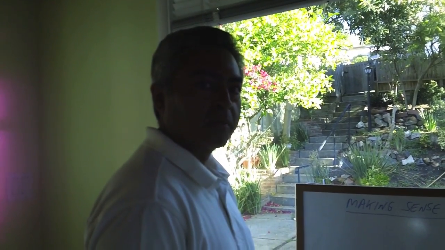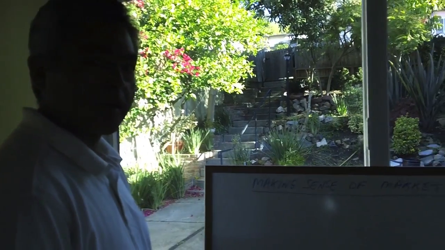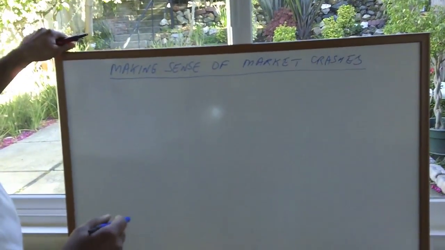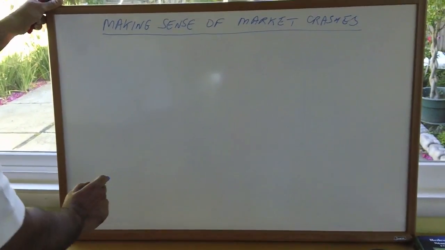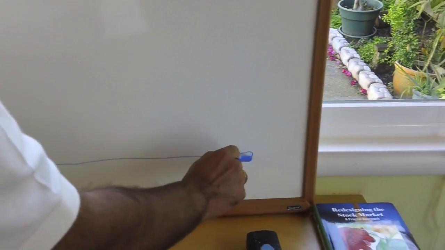All right, we're going to talk about making sense of market crashes. Now I'm going to look at some market crashes from the last few decades, starting in the early 1970s. The reason why I focus on the 1970s is because there were some significant changes that took place in that time frame. So here along this axis, I'm going to plot some significant crashes or market crises.